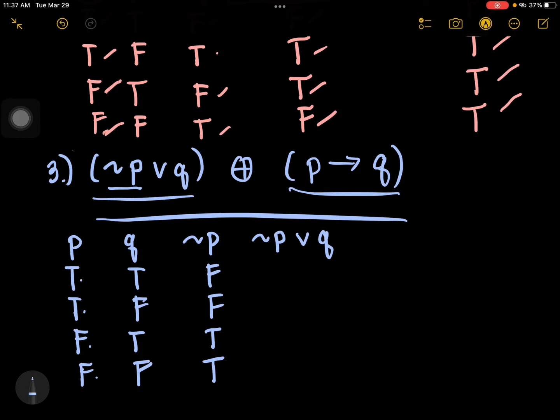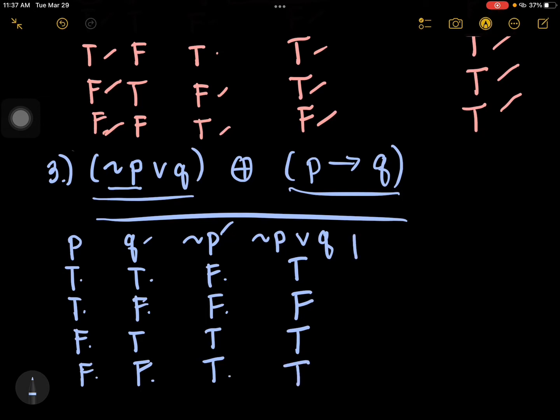Okay. Now, when is an or true? Okay, very good. If you have at least one true. So, you have not P and your Q. So, true, false, this is true. False, false, false. True, true, it's true. False, true, it's true.